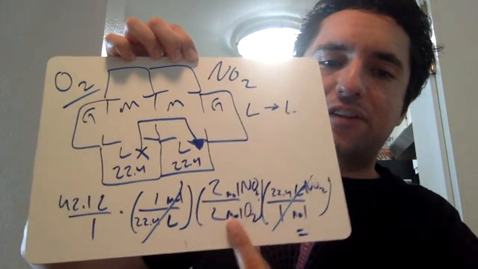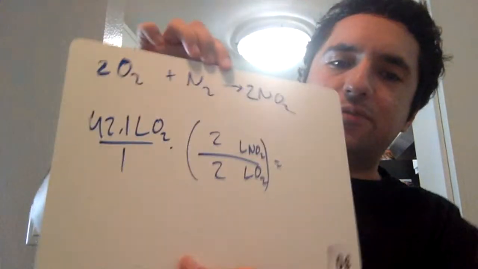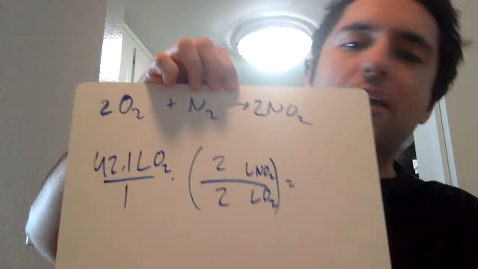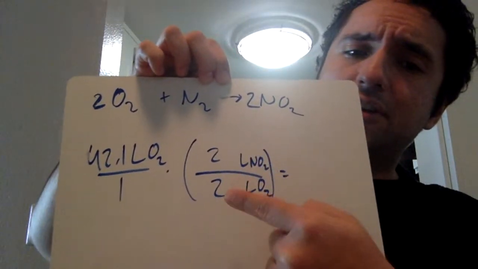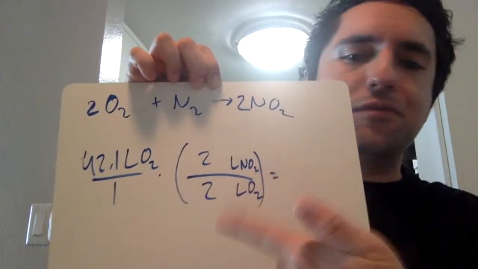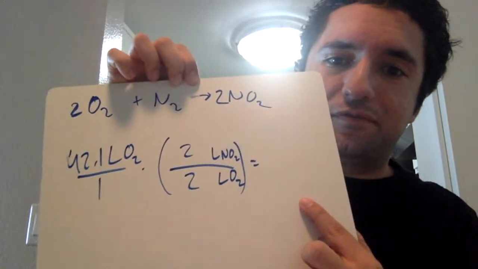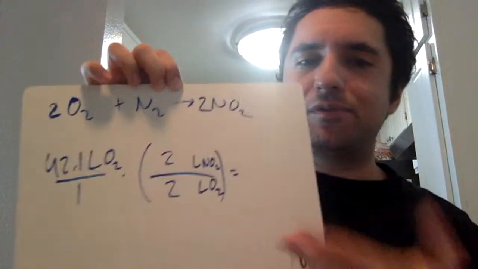So the only fraction that makes a difference really is this one, the mole ratio, but instead we just call it the volume ratio, but it works the same way. These are just the coefficients, right? Ironically, in this case, it doesn't make a difference either because it's 2 over 2. So the answer here is just 42.1. So the answer is the same as the given in this case.